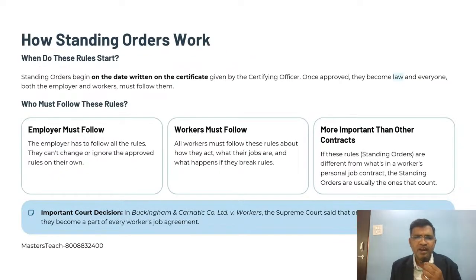Then how do standing orders work? So when do these rules start? The standing orders begin on the date written on the certificate, which is given by the certifying officer. Once approved, they become law, and everyone, whether it is the employer, the person who gives the job, or the workers, must follow the same.